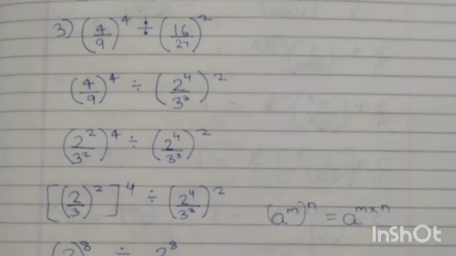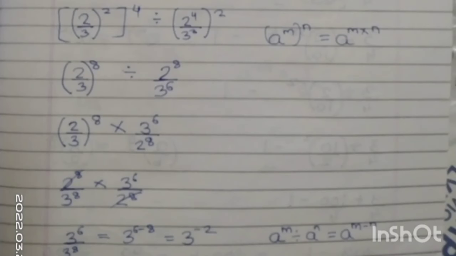Now as the exponent 2 is in both the base 2 and the base 3, we can take out one exponent of it. So it will be (2/3)^2 to the whole power 4, divided by (2^4/3^3) to the whole power 2. Now we know the power law, so we can multiply 4 and 2. So (2/3)^(2 into 4), which is 8.